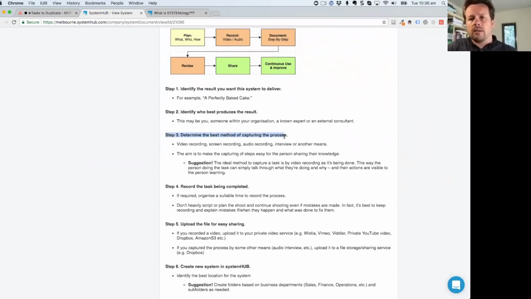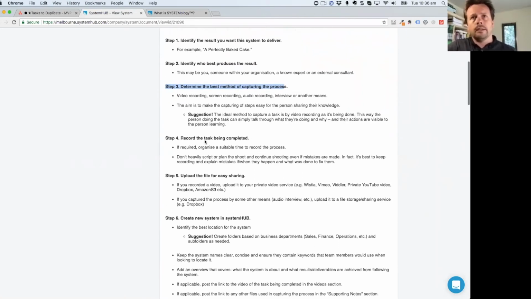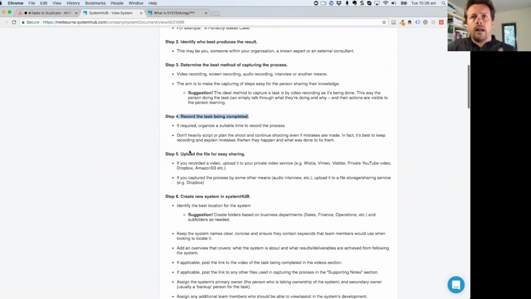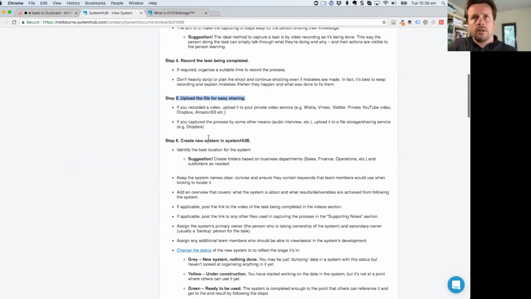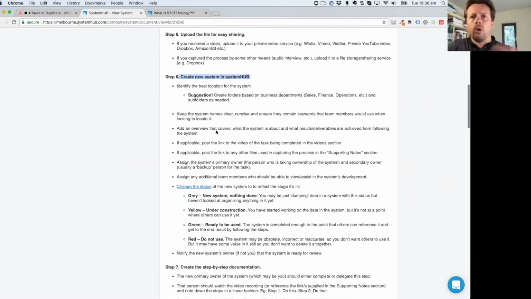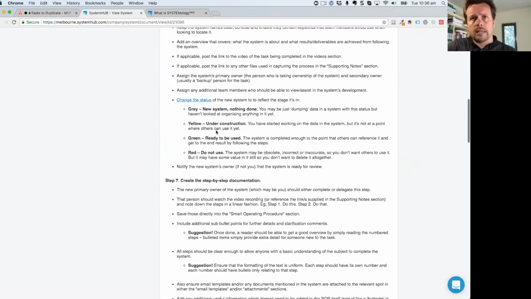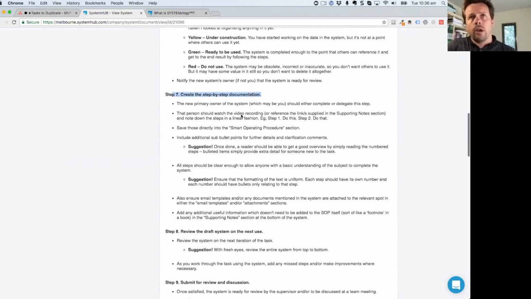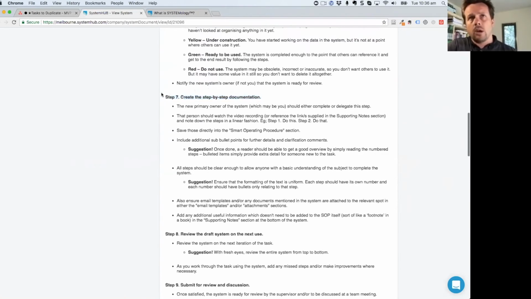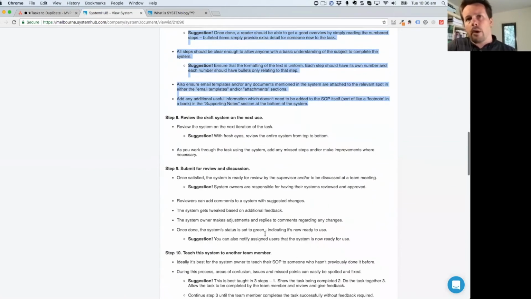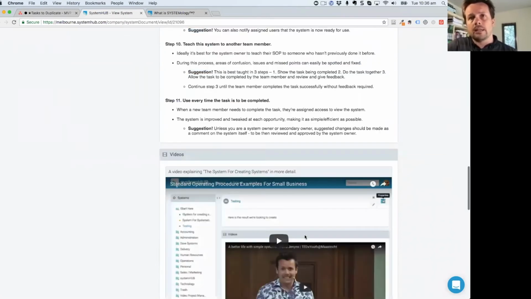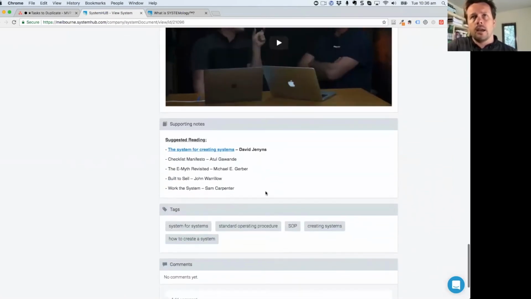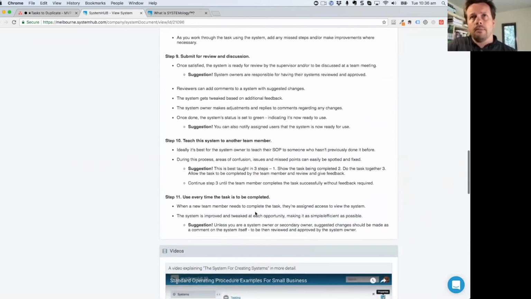Then you determine the method of capture, recording it, whatever. Then it needs to get recorded, and then you upload it into something like your video sharing service, and then that would get embedded into SystemHUB, or depending on where you're storing your documentation. And then you move through creating the step-by-step documentation, which typically speaking is a different person, and then it goes through the review process backwards and forwards. Now, this is what a good completed system looks like. Systems, videos embedded, and a full step-by-step.